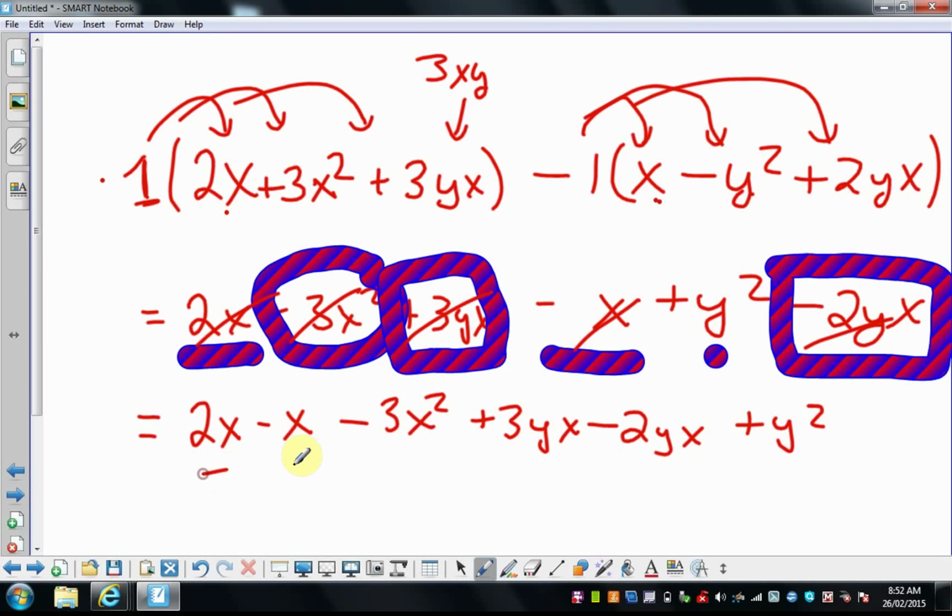Now the terms that are like are near each other. So these two collect. I have 2x minus x. That leaves me 1x, or just x. Minus 3x squared. I have 3yx minus 2yx, which will give me 1yx, or just yx. And I end up with my y squared. Okay, and that's it. So that's 2.1, 2.2 in a nutshell.